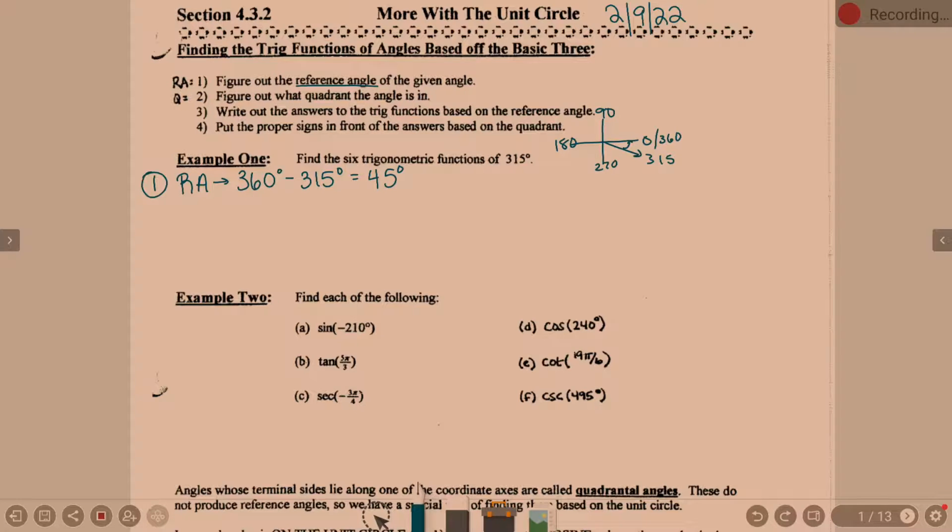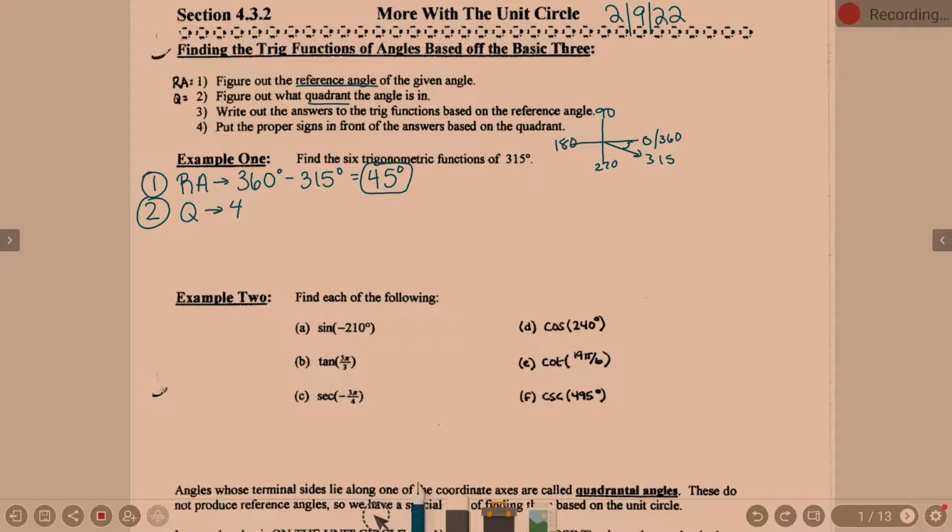So the reference angle, 360 minus 315 degrees, is 45 degrees. Is that a familiar number? Yeah, 45 degrees is one of our big 3, isn't it? Coincidence? Not really. Step 2, we've kind of already done. Figure out what quadrant the angle is in. Well, we've already talked about this, haven't we? What quadrant did we end up in? We ended up in quadrant 4, didn't we?